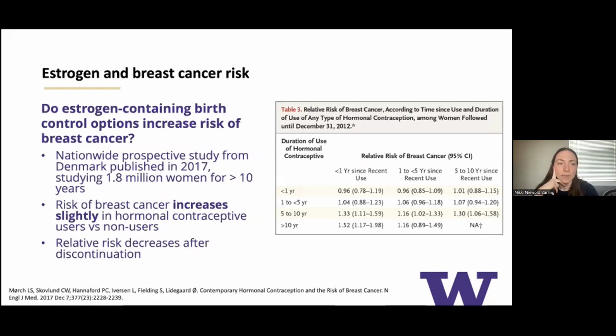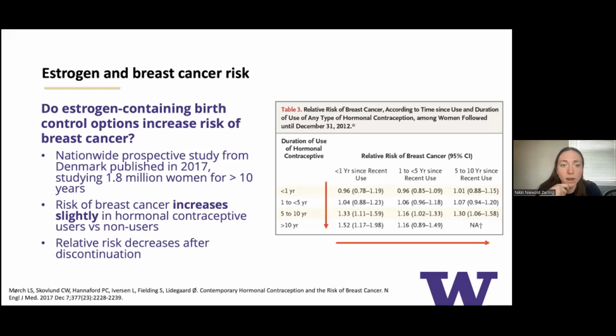The last major risk factor that I want to discuss is estrogen and breast cancer risk, which some of your patients may be concerned about. The big question is, does estrogen-containing birth control increase our risk of breast cancer? And there are lots and lots of big studies looking at this right now. The one that I want to highlight is a study published in the New England Journal of Medicine in 2017. That was a nationwide prospective study from Denmark, studying 1.8 million women for more than 10 years. And their conclusion was that the risk of breast cancer increases slightly in hormonal contraceptive users versus non-users. And this is all comers, not just the pill, and the relative risk decreases after discontinuation.